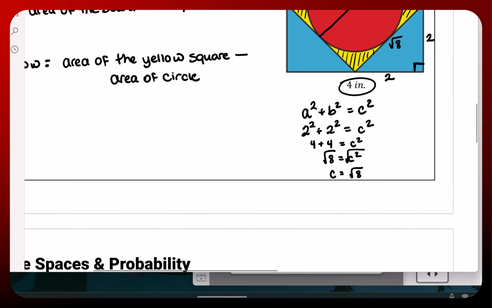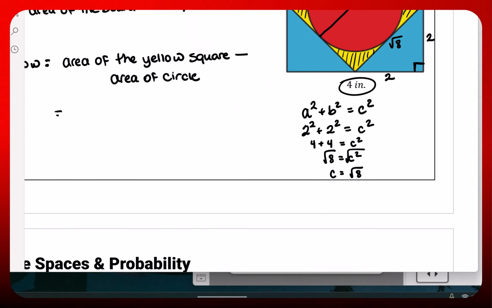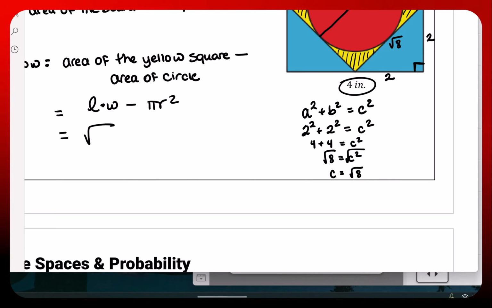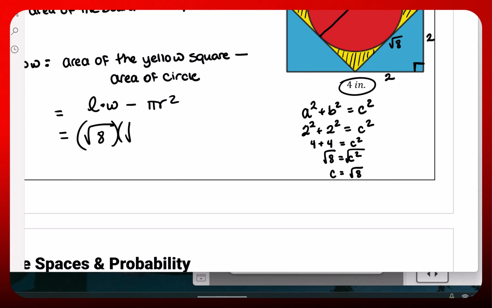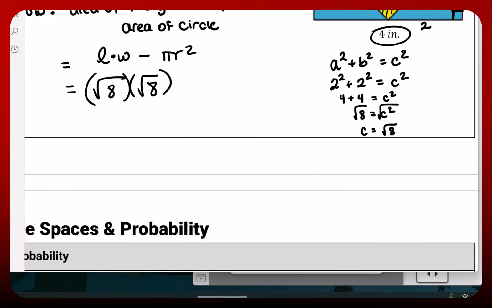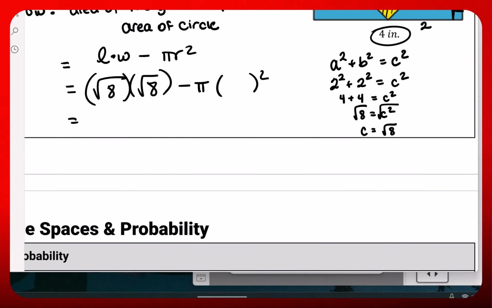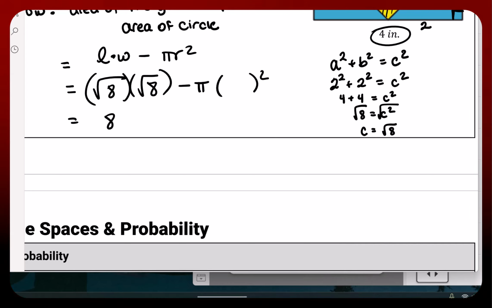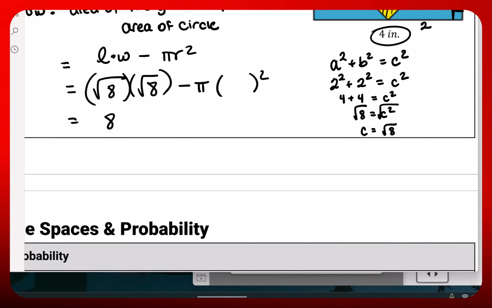So the area of the yellow square, that's length times width. So I'm going to do, let's see, length times width minus the area of a circle. So I'm going to do square root of 8 times the square root of 8, which is just 8. Okay, and you can use your calculator to do that, but 8 times 8 gives you 64. Square root of 64 is 8.